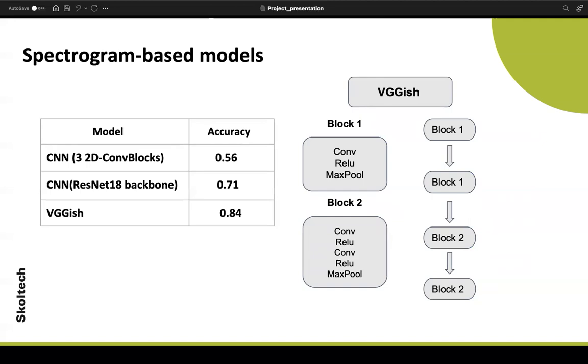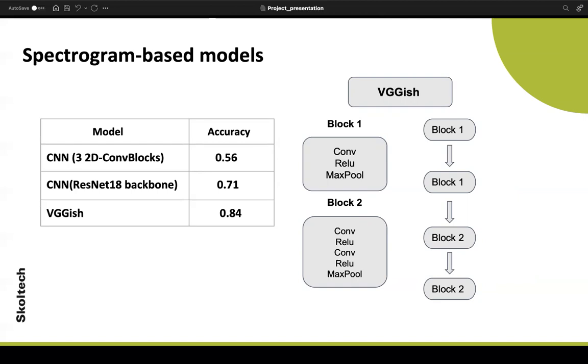Well, now let us move to the spectrogram-based picture classification of emotions. The first model was a simple convolutional neural network with 3 2D convolutional blocks. Such a network is very popular in simple image classification, but the disadvantage of its simplicity is the low accuracy. It was around the baseline level of 56%. Another approach was to use a DCNN with the ResNet 18 backbone, which is simply the classical ResNet 18 with residual blocks, with an accuracy of 71%.